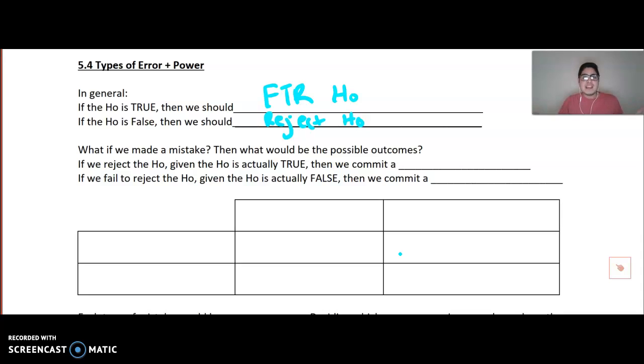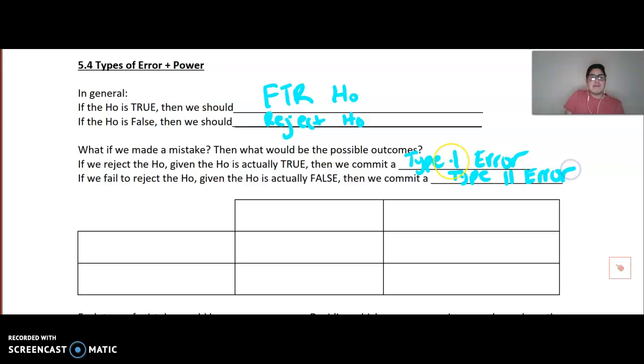Now, what if we made a mistake? Then what are the possible outcomes? So let's suppose we reject the H0, given that it's actually true, this is what we call a type 1 error. And if we fail to reject the H0, but the H0 is actually false, we commit a type 2 error.